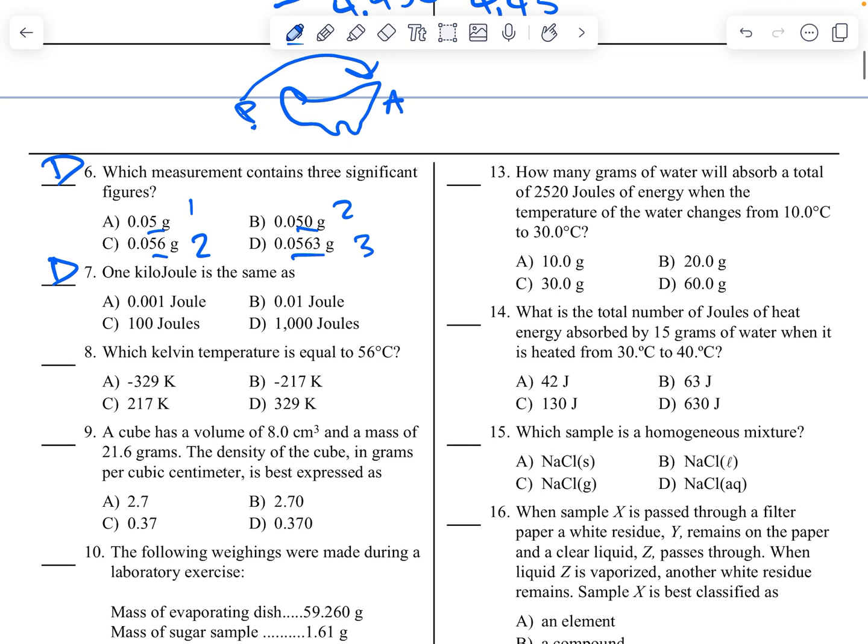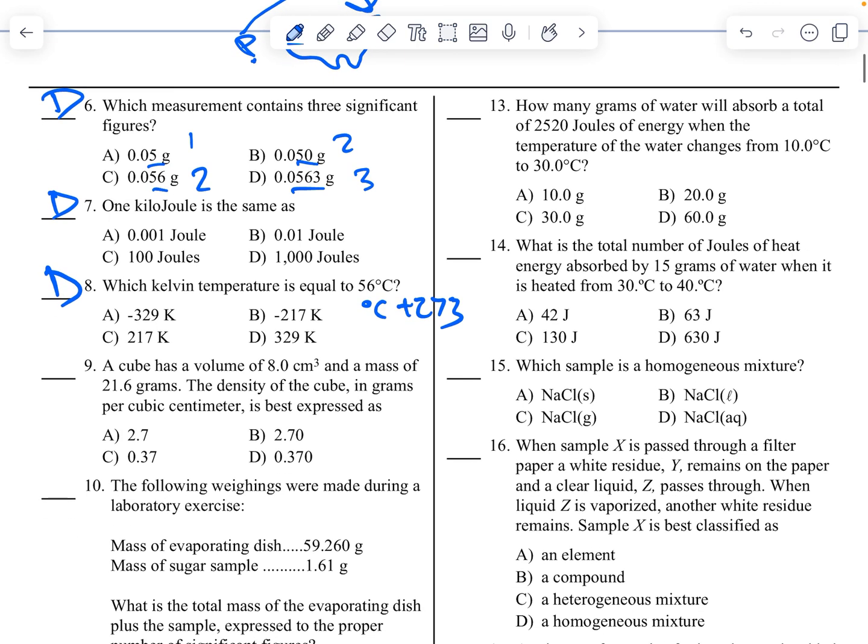Number 8, we were just talking about the temperature conversions. So this is degrees Celsius plus 273. So 56 plus 273 gives me 329 Kelvin, not negative. And remember, it is not degrees Kelvin.